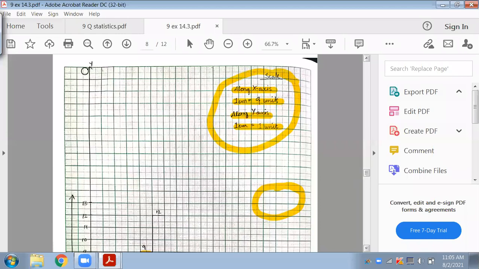And don't forget to put an arrow and write y on the top along the axis. Okay, once you are done with all this, you can raise your hand. Okay, so it is understood that it is done.